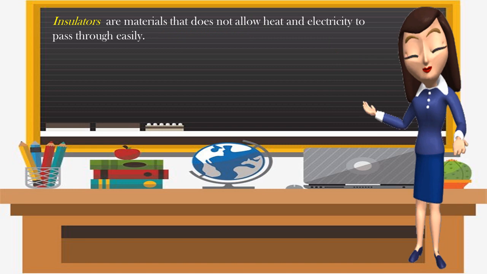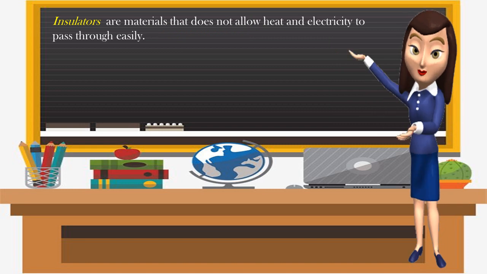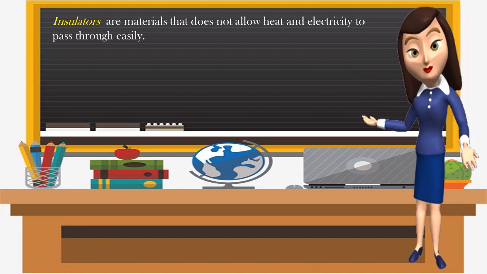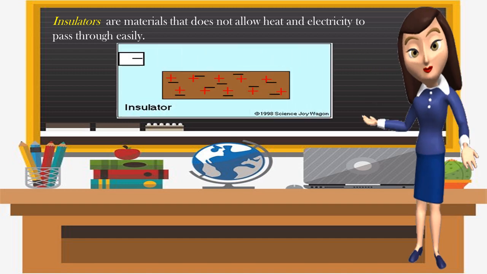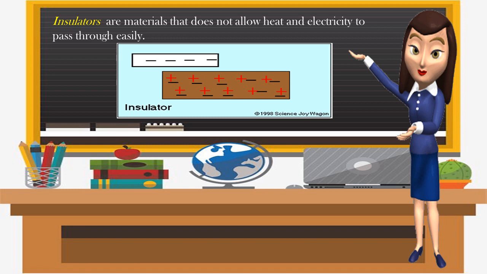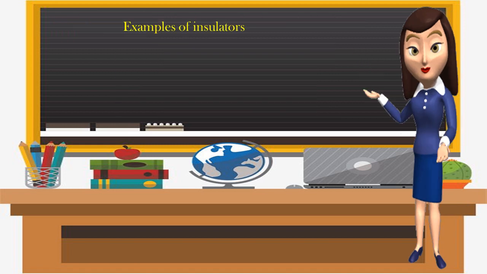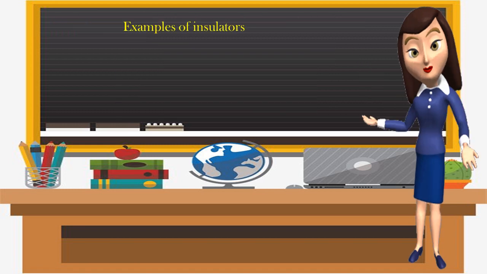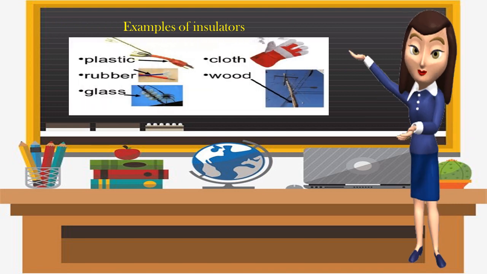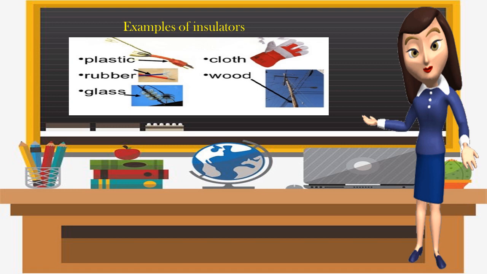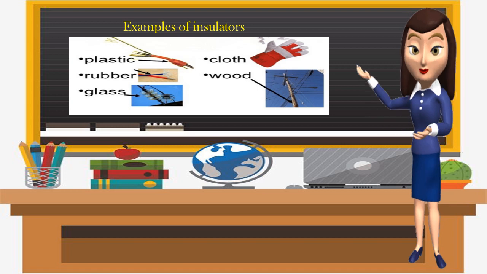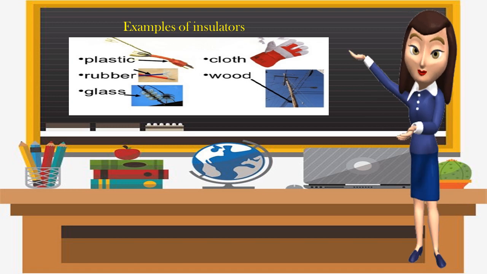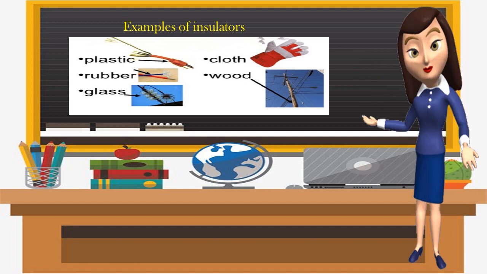Insulators. Insulators are materials that do not allow heat and electricity to pass through easily. Examples of insulators: plastic, rubber, glass, cloth, wood. Any materials or objects made of plastic, rubber, glass, cloth, and wood are examples of insulators.